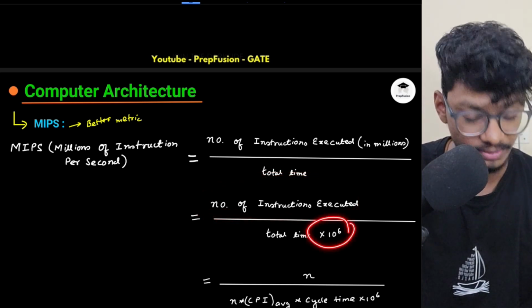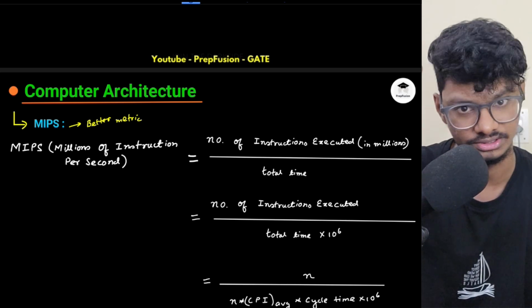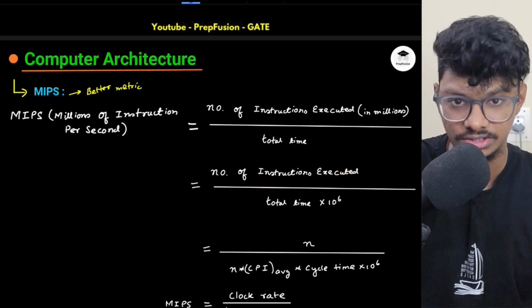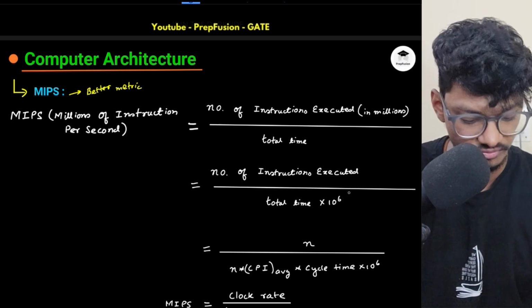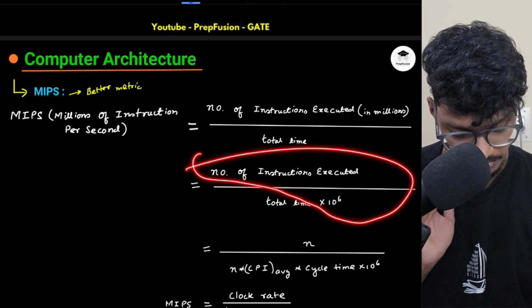I will divide this by 10 raised to power 6. That will give me million, right? Because a million is 10 raised to power 6. So I will divide my number of instructions executed by 10 raised to power 6. That will give me million. The unit will be in million, right? This unit will be million.